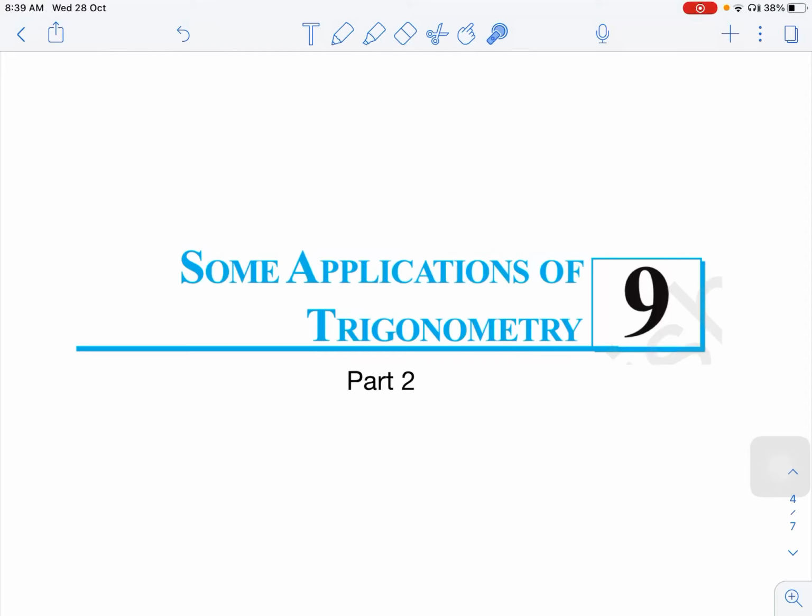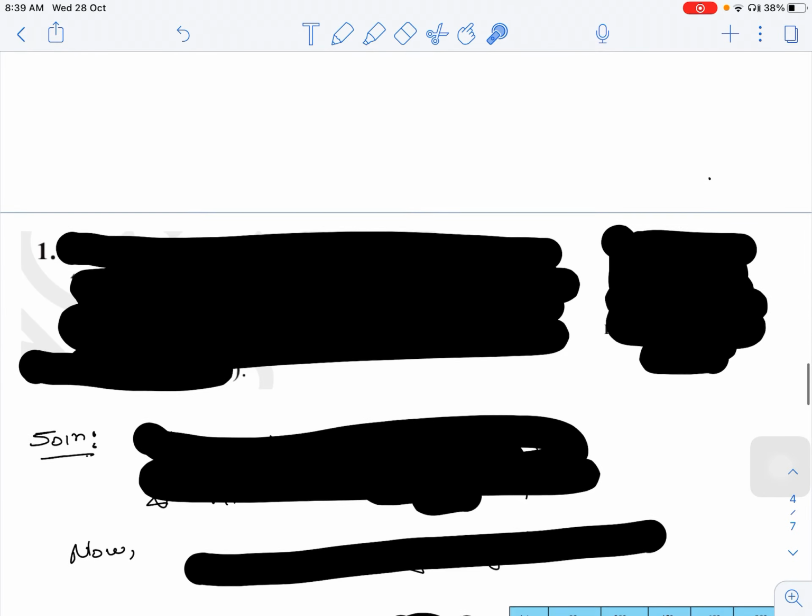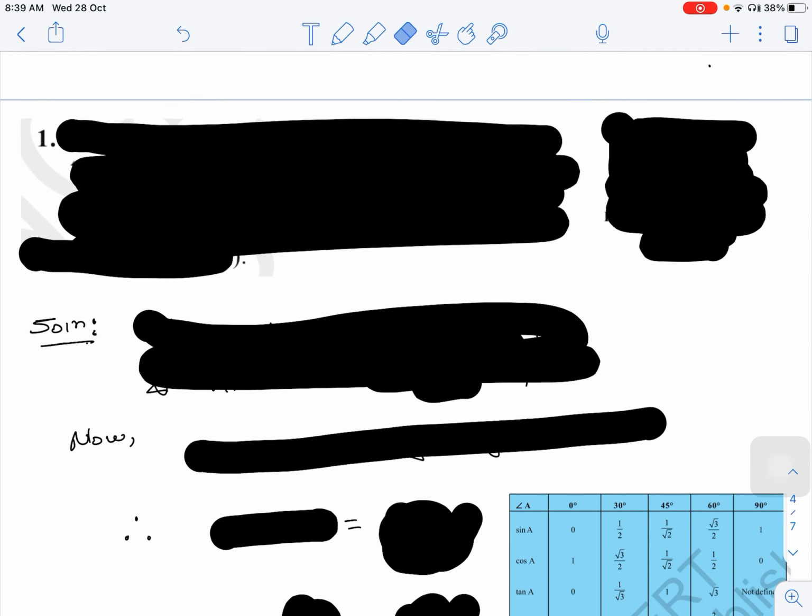So, hello students. Today we are going to learn chapter number 9, that is some applications of trigonometry part 2. Yesterday we learned about the introduction to this chapter, that is, where we can make use of trigonometry. Now today let us solve some more examples based on this concept. So now here we have our first example.